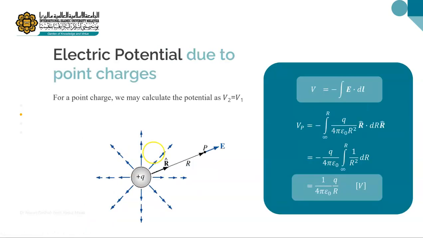For a point charge, we may calculate the potential. V potential is equal to minus the integration of E dot dL from infinity to that point P, and we'll have the final equation as Q over 4 pi epsilon naught R in volt.